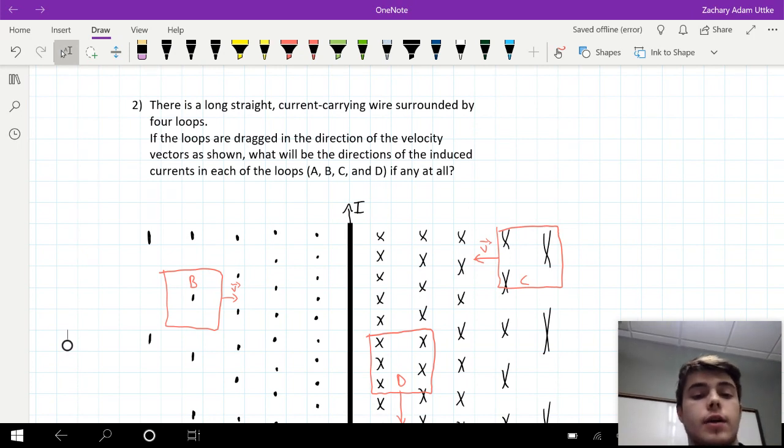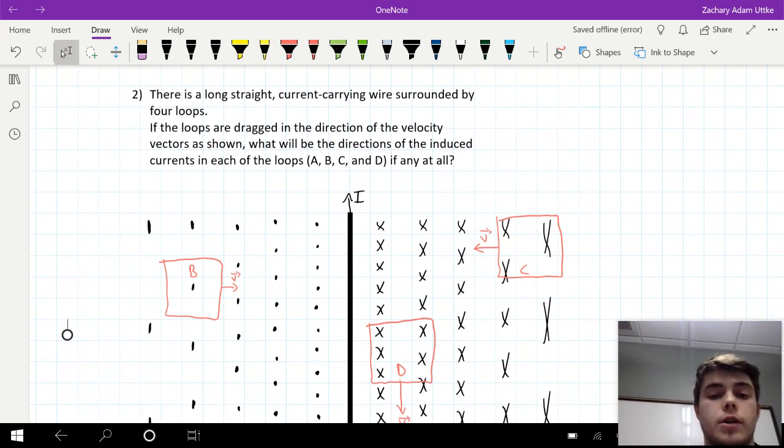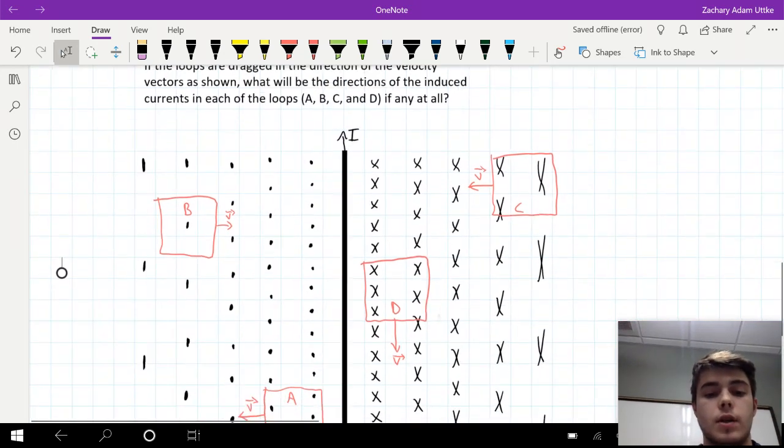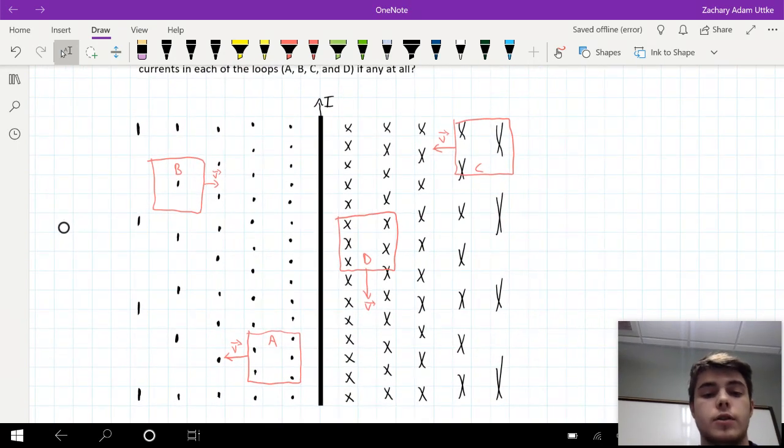Alright everyone, let's look at an example where we have to determine the direction of the induced current by changing the magnetic flux. So, if we have a long straight wire carrying a current surrounded by 4 loops, if the loops are dragged in the direction of the velocity vectors as shown, what will be the directions of the induced currents in each of the loops, A, B, C, and D, if any induced current at all? So, when we're faced with a problem like this, the type of answer we're looking for is if the induced current is clockwise or counterclockwise.